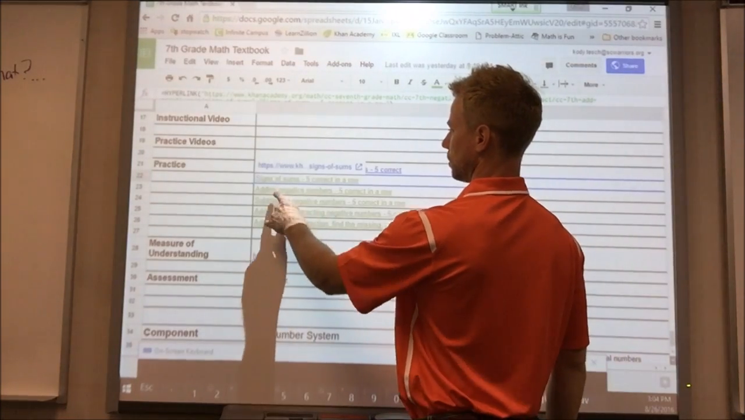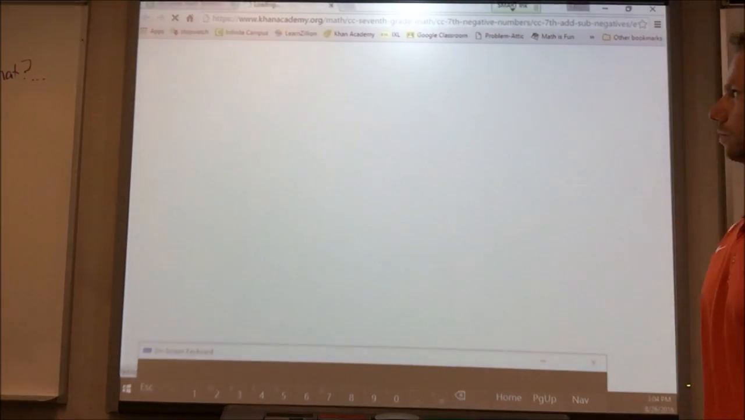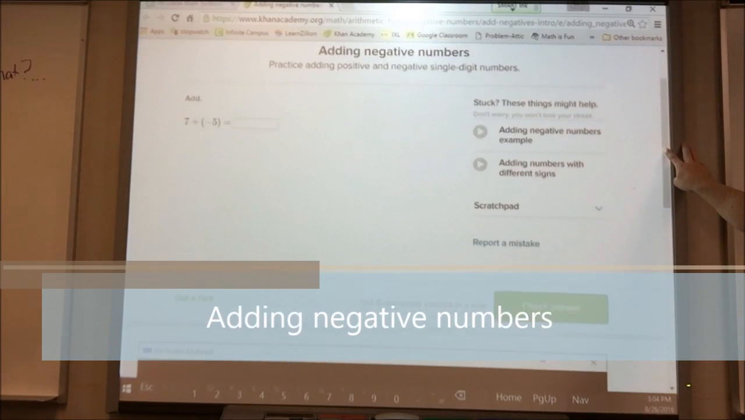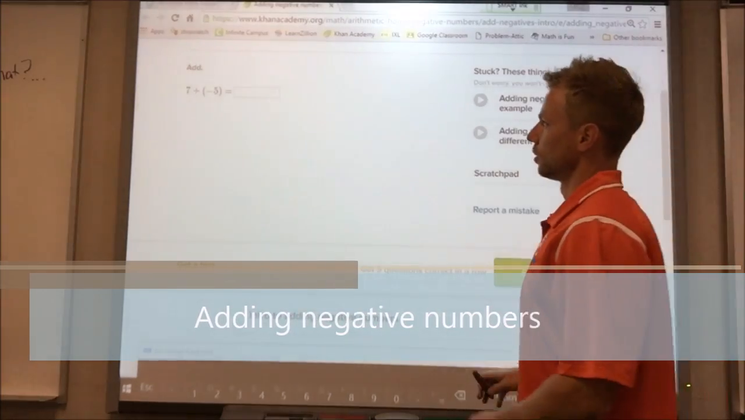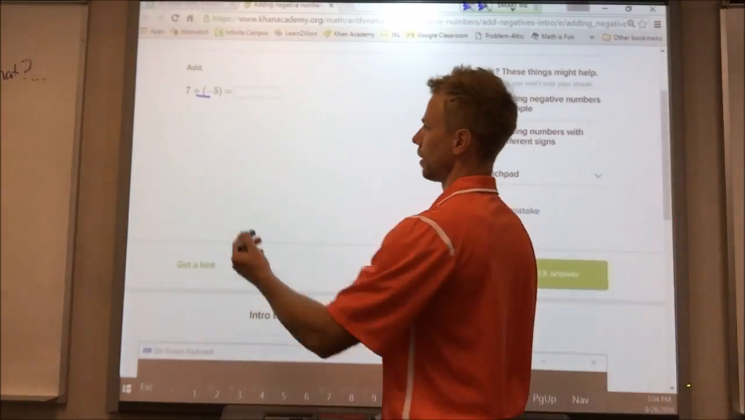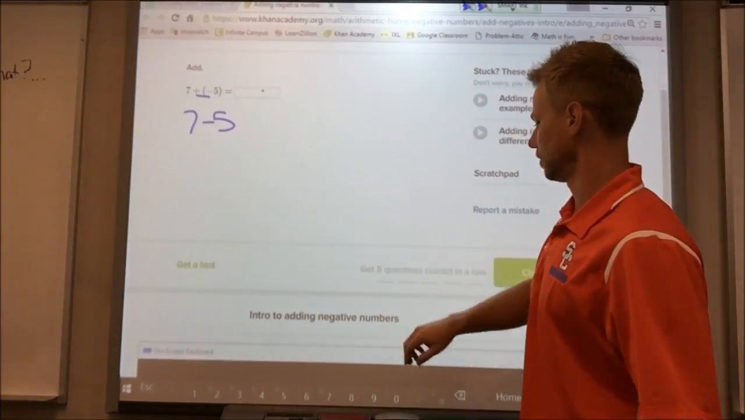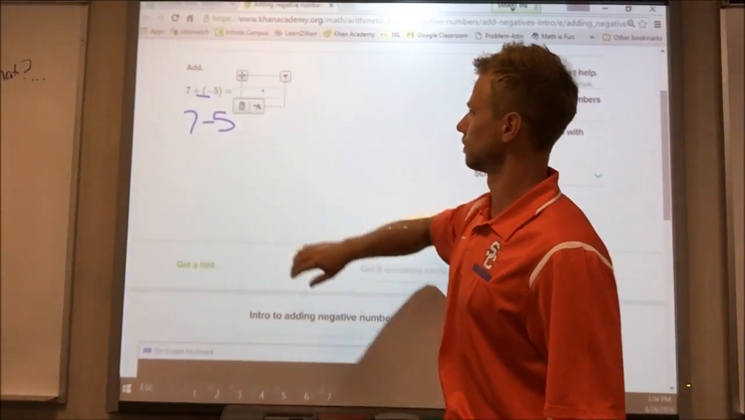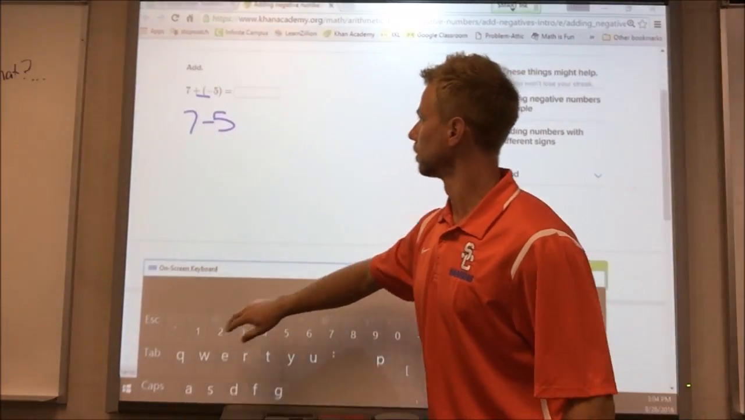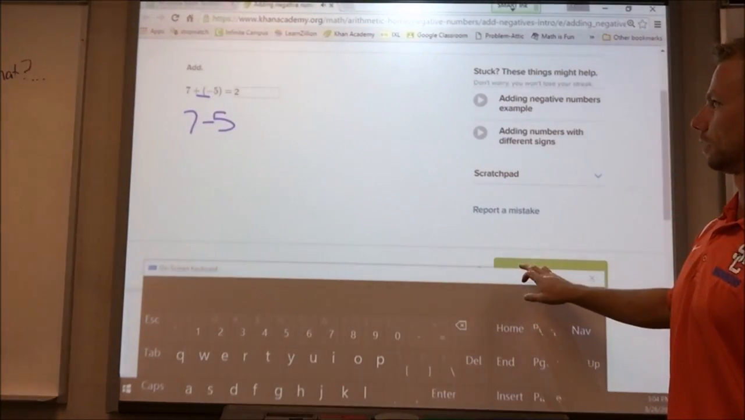Which it doesn't want to let me get to. There we go. Okay, the second one, we are still applying those rules that we went over. We can see we have a positive and a negative right next to each other. That's two unlike signs becomes a negative. So that turns into 7 minus 5. 7 minus 5 is 2. Plug in 2. We got it. Good.